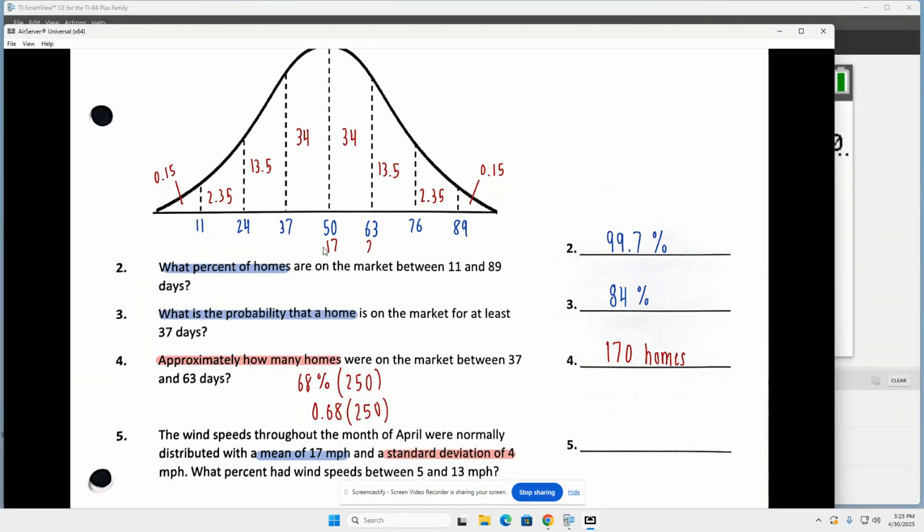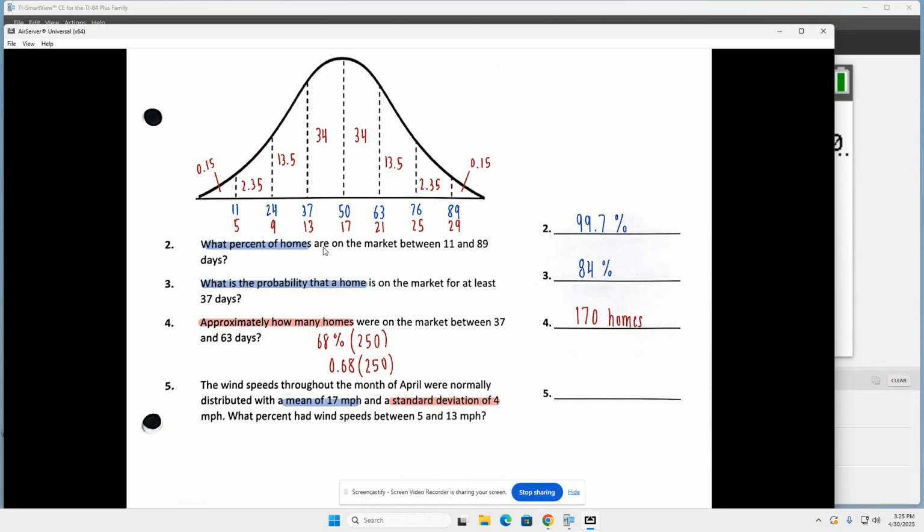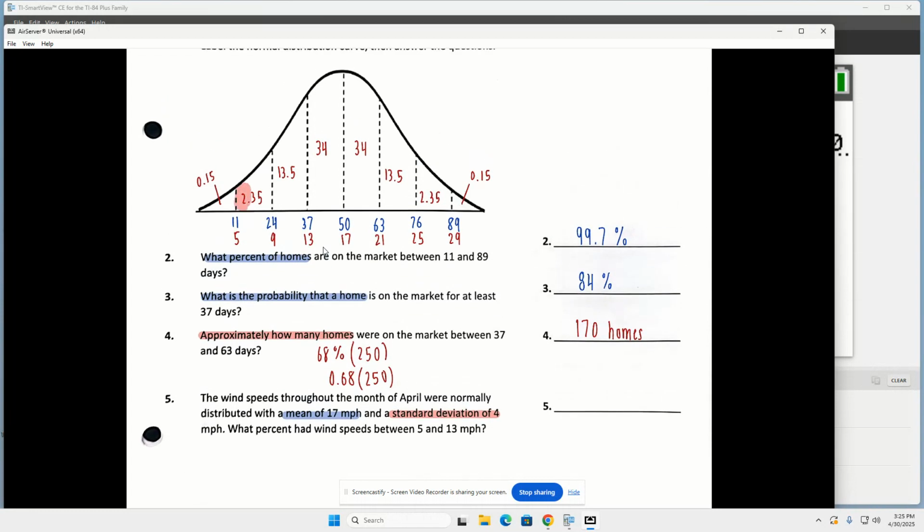So plus 4, 21, plus 4, 25, plus 4, 29, 17 minus 4, 13, minus 4, 9, minus 4, 5. So if I look at this now that I've changed those bottom numbers, instead of redrawing this thing and starting fresh, I'm just going to look at this and it says between 5 and 13. Well, here's 5, y'all, and here's 13. That is 13.5 plus 2.35.